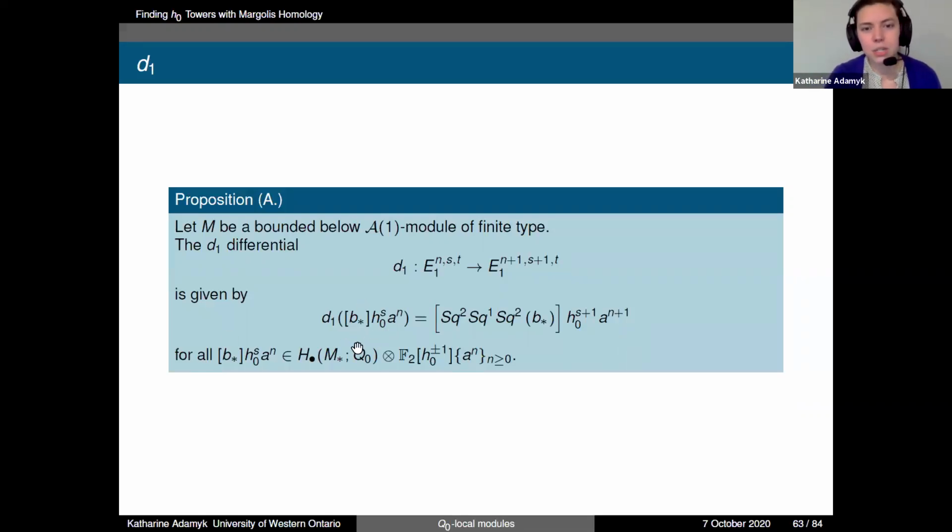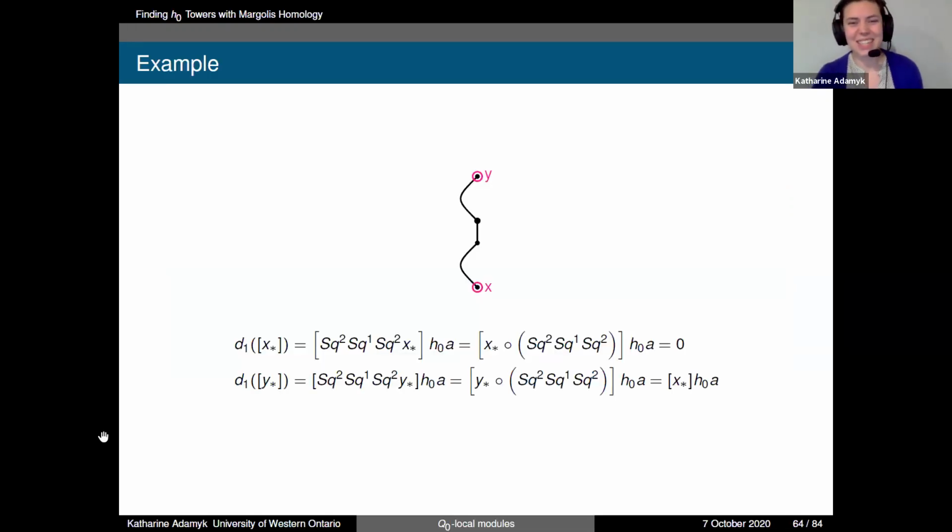Then the class B dual, I'm going to map to square 2, square 1, square 2 acting on B dual. So remember that action is given by precomposition. Okay, what does this actually mean?